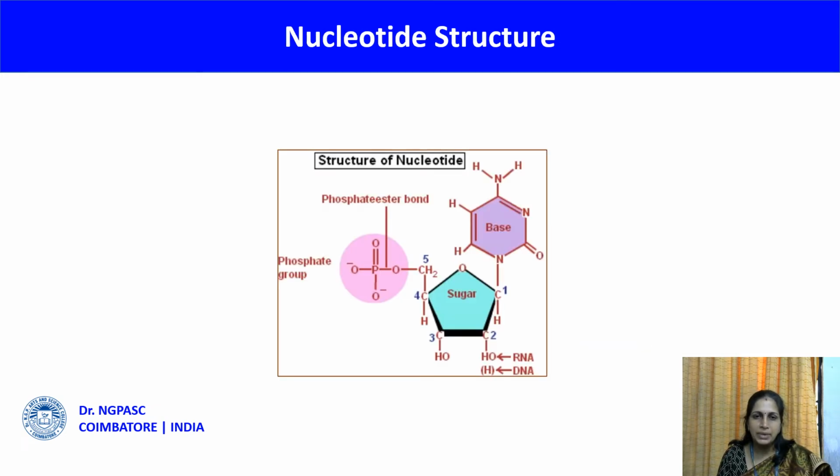You can see a picture of the structure of a nucleotide where nucleotide is composed of a phosphate group, a sugar and a base. A phosphate group, a sugar and base linked by phosphodiester bond with a neighboring nucleotide.